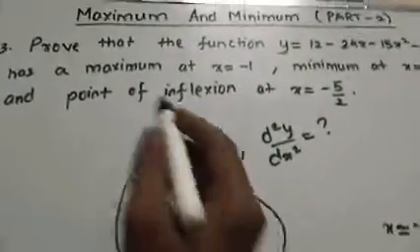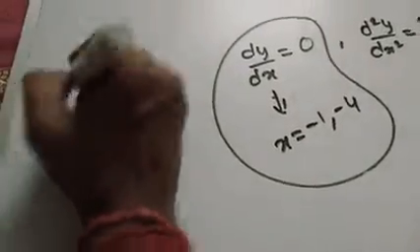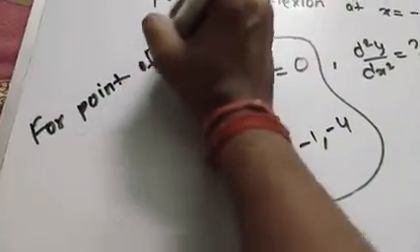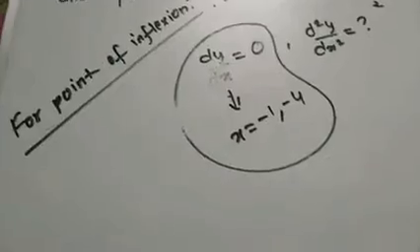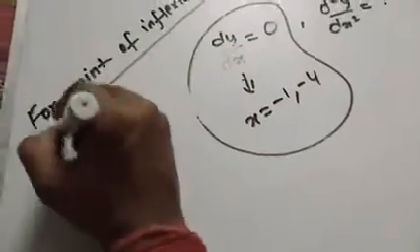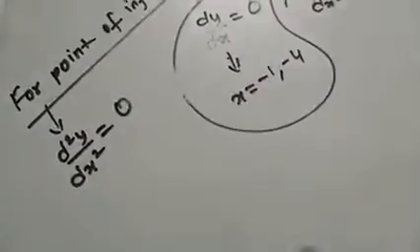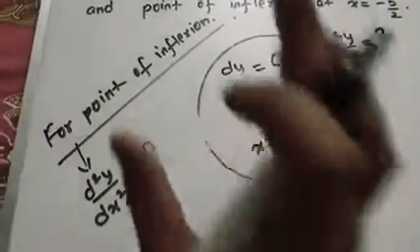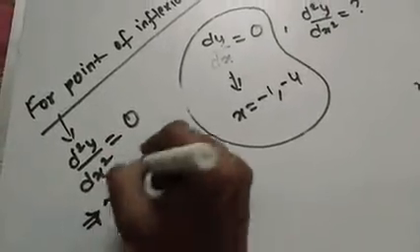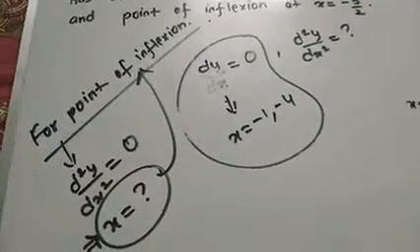Now the third part is the point of inflection. How to find the point of inflection? Simply remember that for the point of inflection you have to find your double derivative, and just equate d²y/dx² = 0. Whatever expression you get here, put it as 0, and from there you will get the value of x, and that particular value of x is called the point of inflection. Clear?